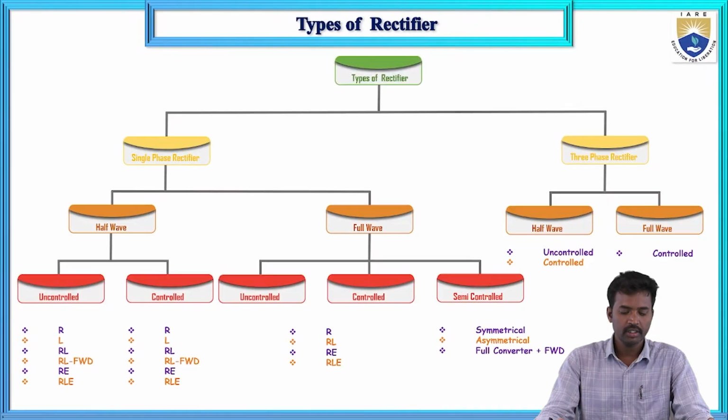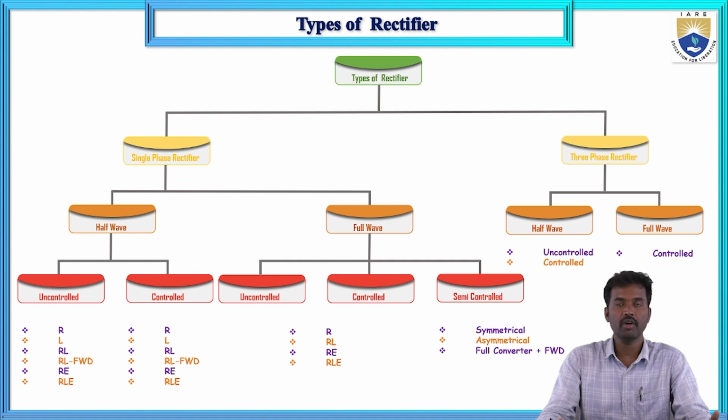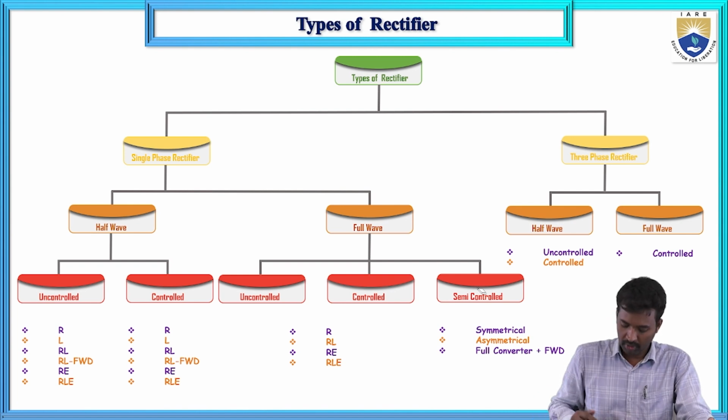Today we are going to discuss the effect of source inductance in controlled converters. These are the types of rectifiers we already discussed: single phase half wave controlled rectifier and single phase full wave controlled rectifier. After that, semi controlled rectifiers.